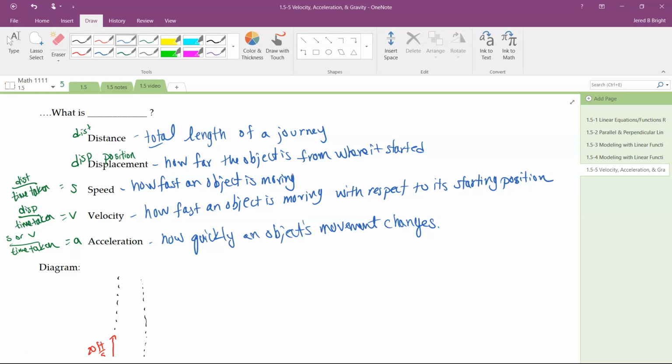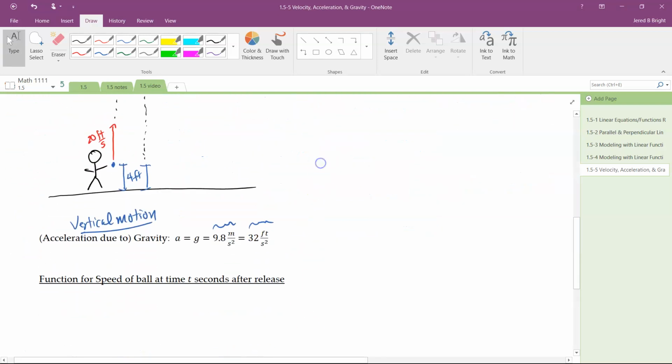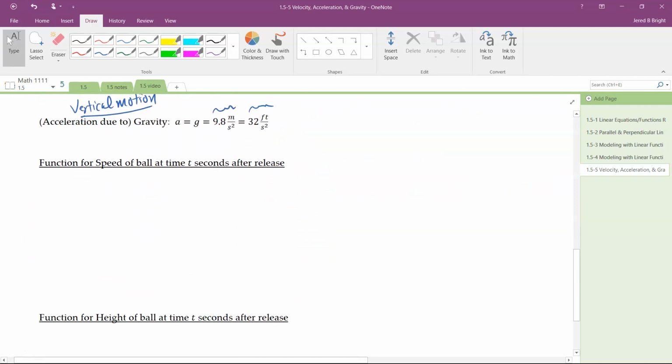Zero, right? Just comparing the initial to the final, they're the same thing, so it did not move according to displacement, which is really weird. Speed, it has some speed, right? It is traveling, but then velocity, because it is displacement over time, velocity is also 0. Okay, and then acceleration, we have acceleration due to gravity. All right, function for speed.